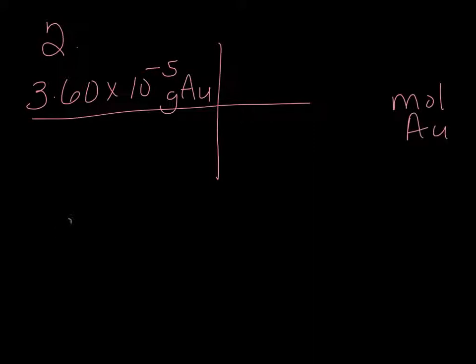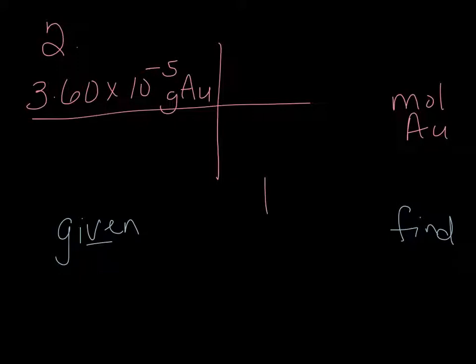So this is my given from the problem, and this is what I'm trying to find. I write them both on there so that I know where I'm going. I know when my units cancel out, I've got my answer. So I always do this, okay? This is what I'm going to, this is what I need.